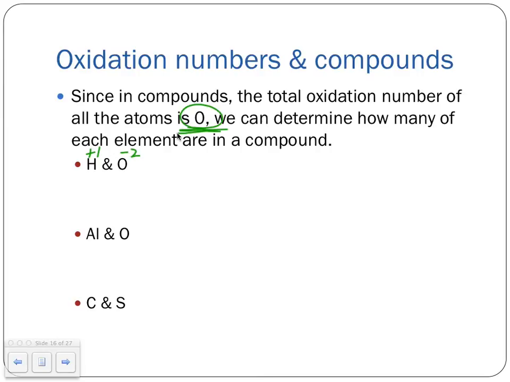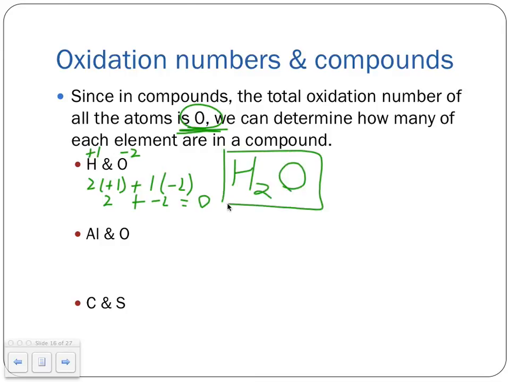Well, I would have to have 2 +1s and 1 -2, because if I had 2 times +1, and I added that to 1 times -2, then I would get 2 plus -2, and that would equal 0. So I have to have, for this formula, 2 hydrogens and 1 oxygen, which gives me H2O, our good old friend water right there. That's one of the reasons why it has to be H2O. Let's take one that you don't know, aluminum and oxygen. This would be a compound called alumina. And so for this, we'd have to look at the aluminum first.